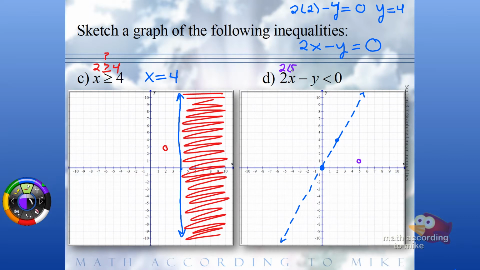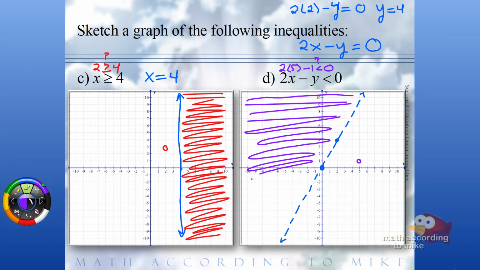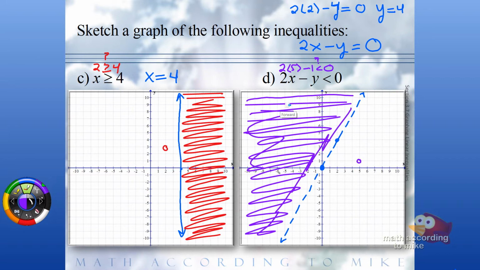If I put in 5 for x and 1 for y, is this true or false? It's false. 9 is not less than 0. 5, 1 is below the line. 5, 1 made it false. So I shade above the line. Hooray.